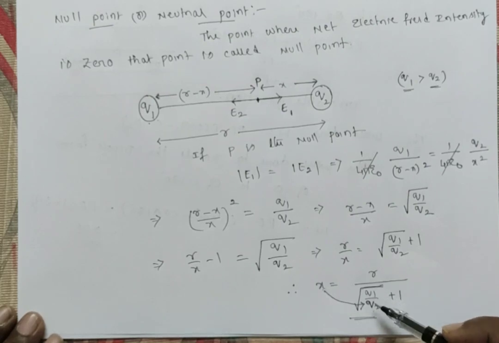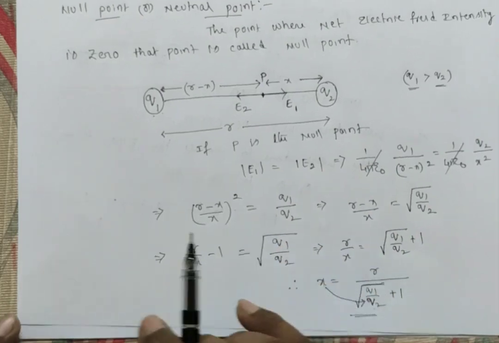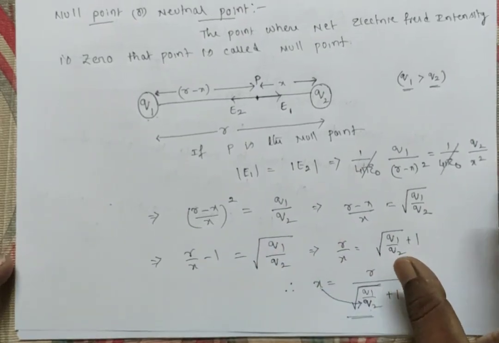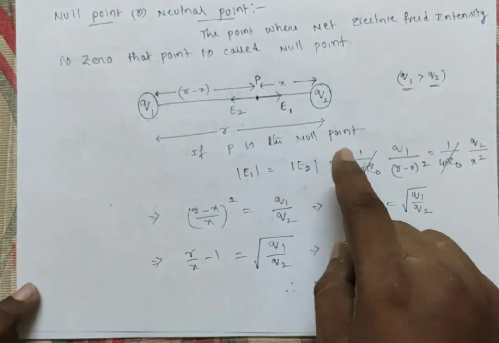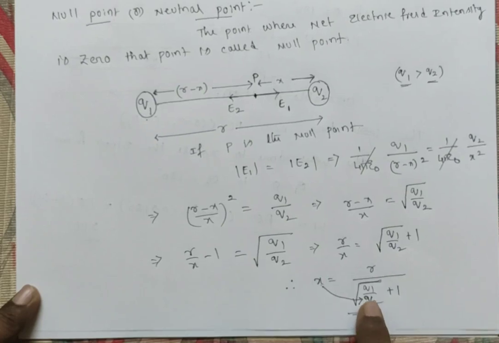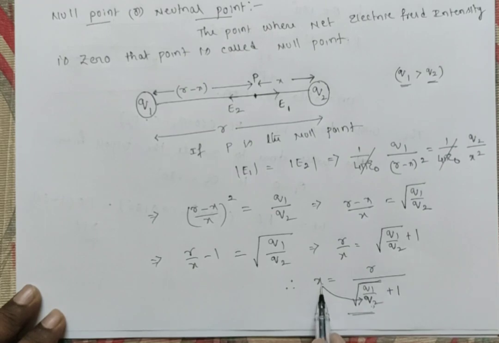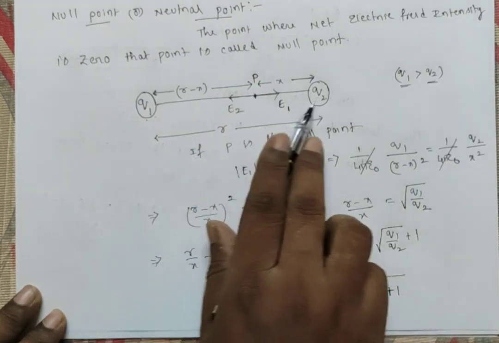So always, the distance you are measuring corresponds to the charge which is present in the denominator. Here q2 is in the denominator, which means this distance is measured from q2. If q1 is in the denominator, this distance is measured from q1. That is the point. Here we have plus 1. Plus 1 indicates that these two are like charges.